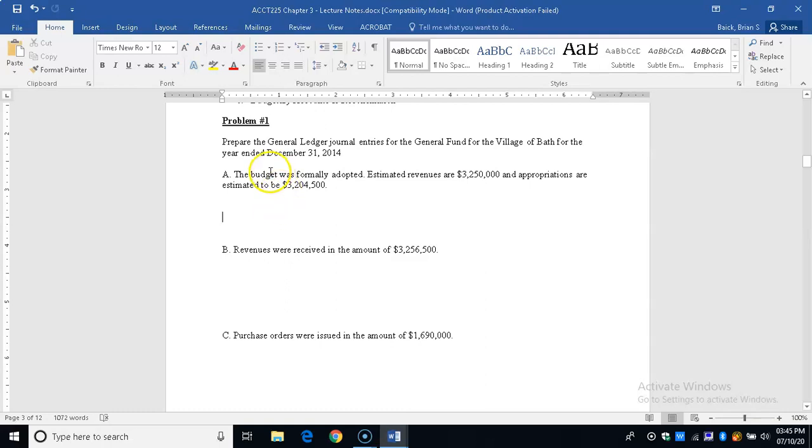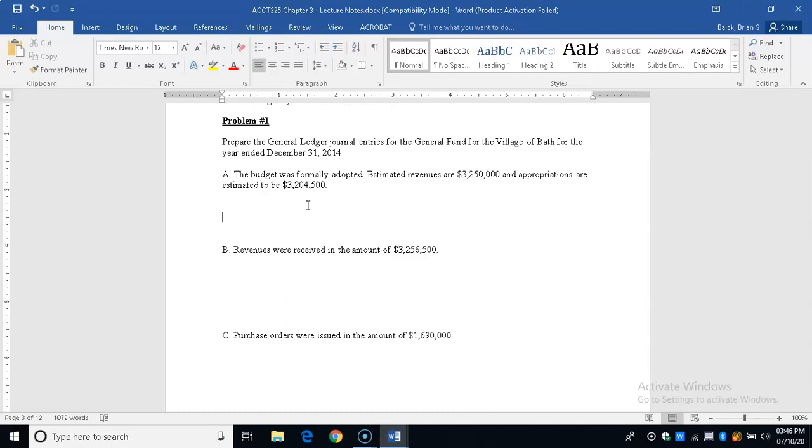Here, it says we have a budget that was adopted, and estimated revenues are 3.25 million, and appropriations are 3.2045 million. If we were going to do full accrual basis of accounting, there would be no journal entry. If you think you're going to get revenues of 3,250,000 and you think you're going to spend, that's what appropriation means. Appropriation means how much you think you're going to spend. If you think you're going to spend 3,405,000, full accrual basis of accounting would say that there's no journal entry that you need.